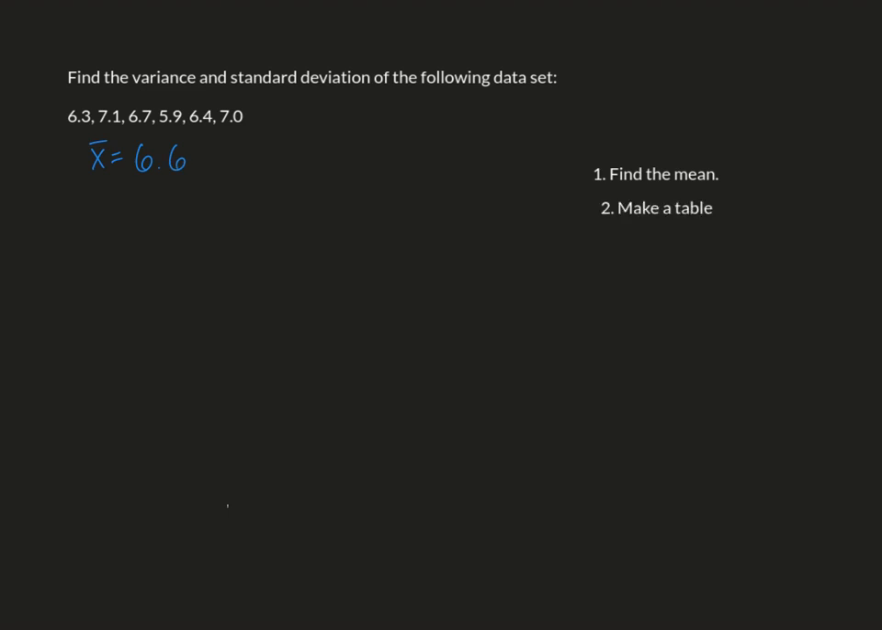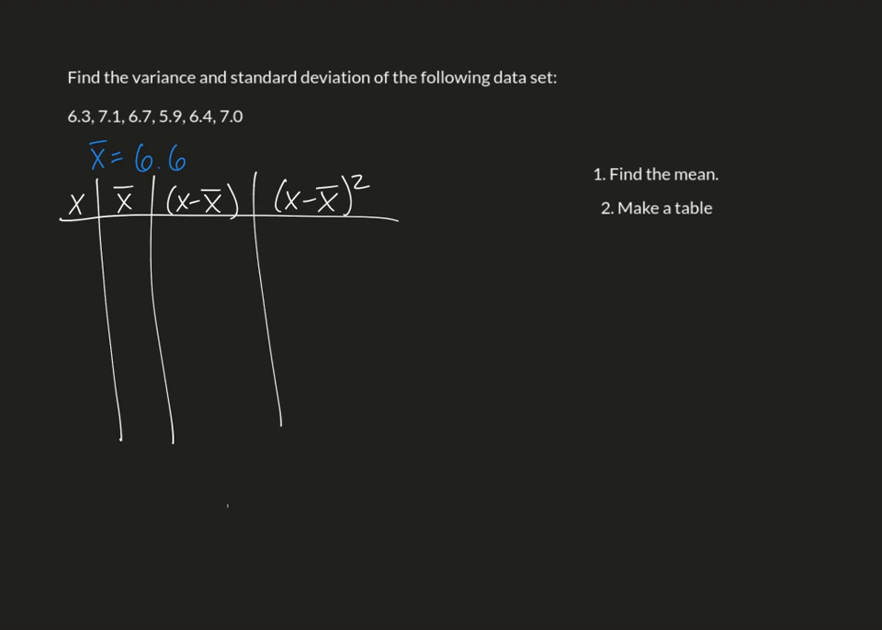The next step sounds kind of silly. It's just make a table. In our table, we are going to have x, we are going to have x bar, we are then going to have a portion that is x minus x bar, and our last portion will be the x minus x bar squared. Okay, so you are then going to fill this all in. If you want to do that now, please do so.